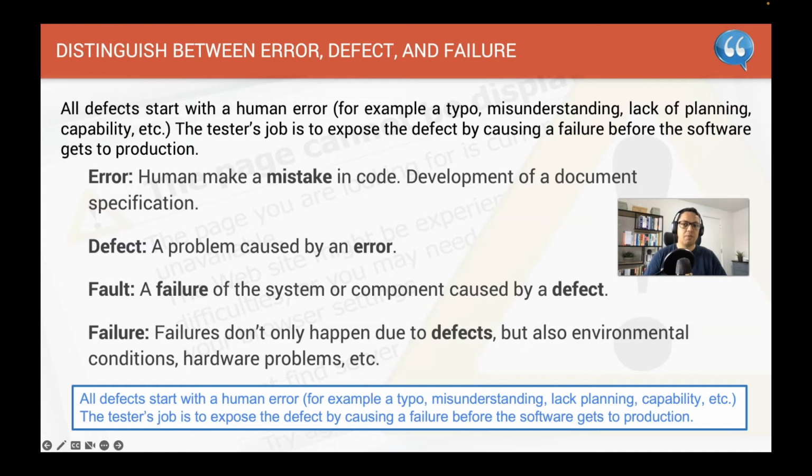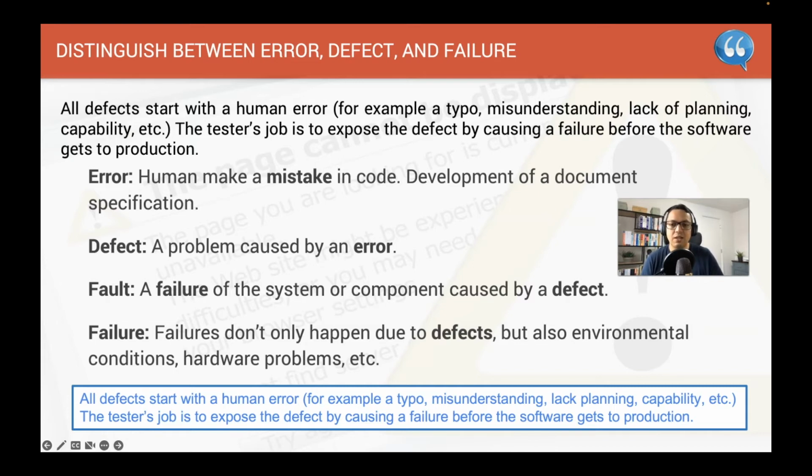So the human makes a mistake in the code, or in the development of a document specification. And then a defect is a problem caused by the error. So it's derived from the error. So error first, and from the error you have a defect, okay? And what does that defect cause? It causes a fault, or equals a failure on the system or component that can be caused by the defect. So error, defect, failure. That's the sequence. If you remember that sequence, remember this little story, then you're good to go. You'll be okay with any questions around that.